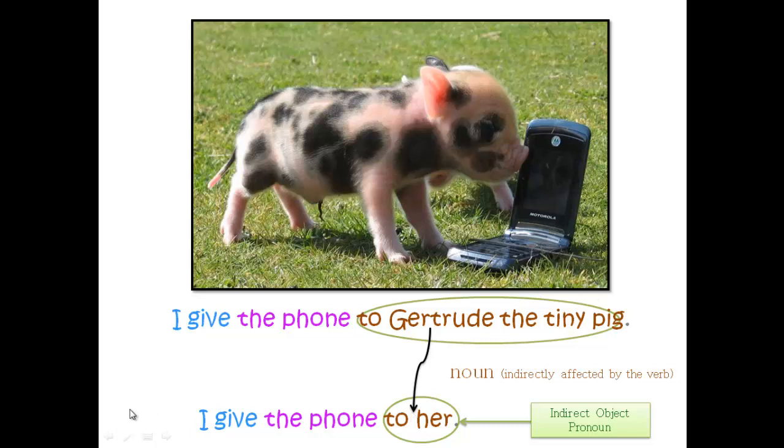Why would we do this? Well, you do it in English to avoid repetition. You do it to avoid saying, I see Gertrude the tiny pig, I buy Gertrude the tiny pig a present, I buy Gertrude the tiny pig a phone, I give the phone to Gertrude the tiny pig. You see, it sounds quite stilted and not particularly flowing. But if you say, I see Gertrude the tiny pig, I give her a present, I give the phone to her, you see it sounds a lot more fluid, and it sounds like you've got a much higher level of English. Exactly the same in Spanish. If you can use indirect object pronouns confidently in Spanish, your level is that much better.